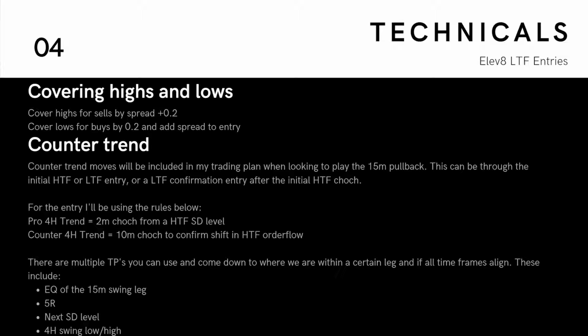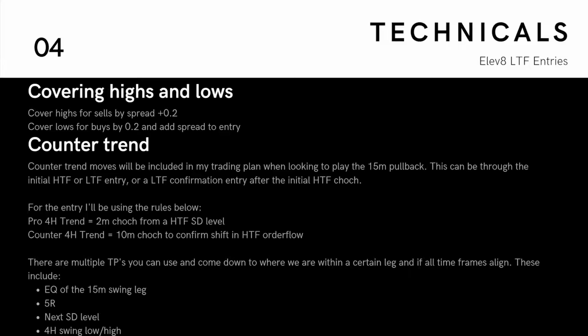So I've put a resource in the FAQ, so you guys can have a look at this, and it explains it in more detail. Basically, we want to see if the higher time frames are aligned, then we want to look for a 10-minute change of character, because there's going to be a lot more pressure in that direction. So you want to have a shift in order flow to confirm that. Obviously, the price is changing direction.